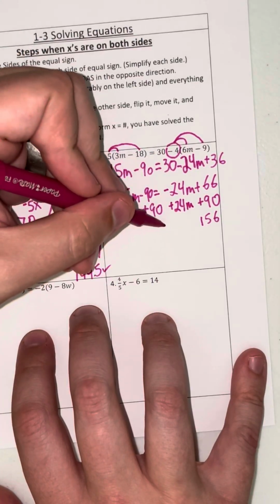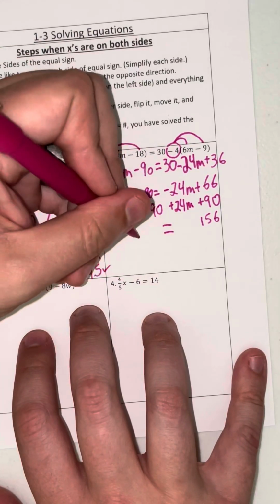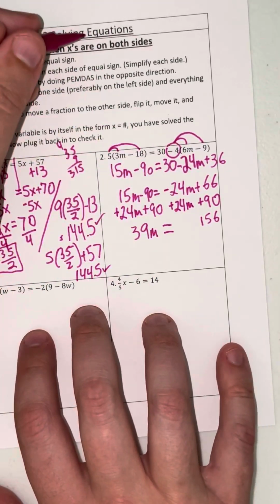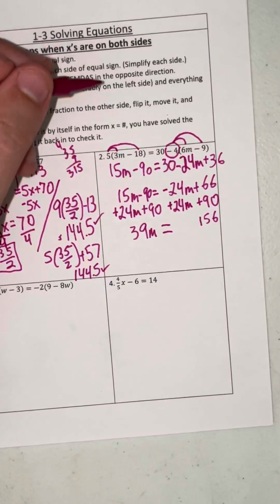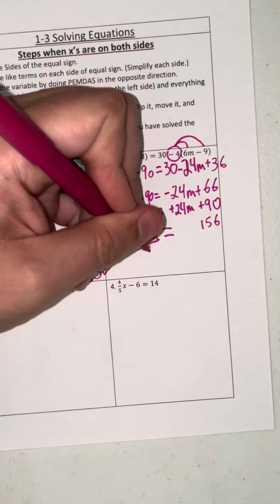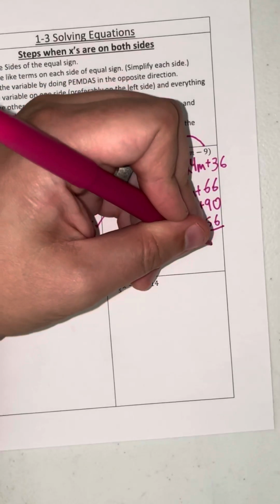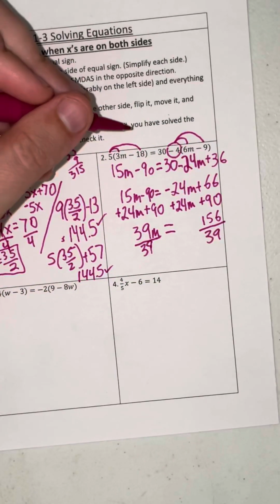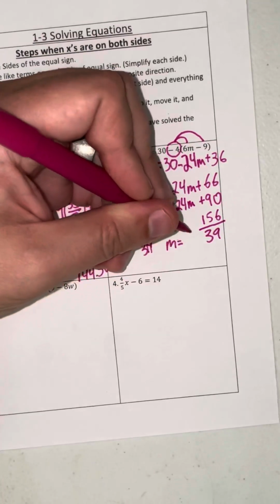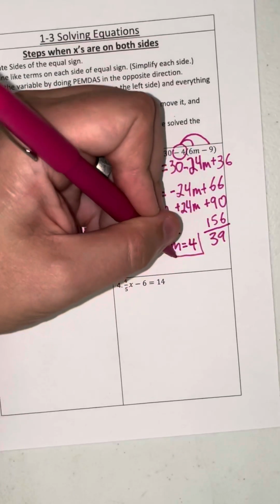And I'll end up getting on this side the 35, 36, 37, 39m equaling 156. So all that's left there to do is divide. So if I divide that by 39, and I've got to divide 156 by 39, those cancel out, and what I end up with is m actually equals 4. And we work that out.